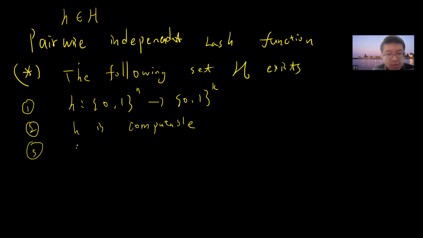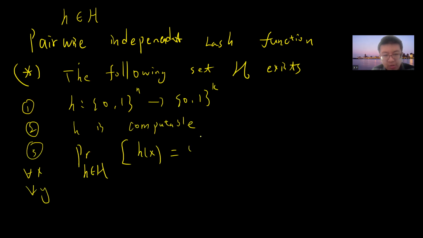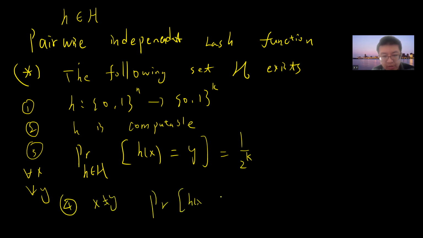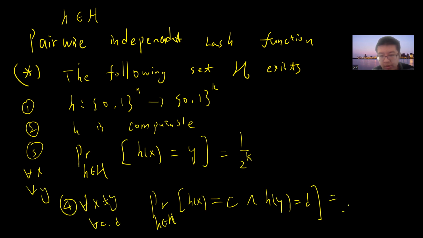Number 3 is that if you randomly choose H belonging to H, then for all X, you pick any X in {0,1}^n, and for all Y, the probability that H of X equals Y is very small, just universal, 1 over 2 to the k. Number 4 is that if you take X different from Y, and for any C and D, the probability that H of X equals C and H of Y equals D, so you constrain on both, when you randomly pick H belonging to H, is 1 over 2 to the k.